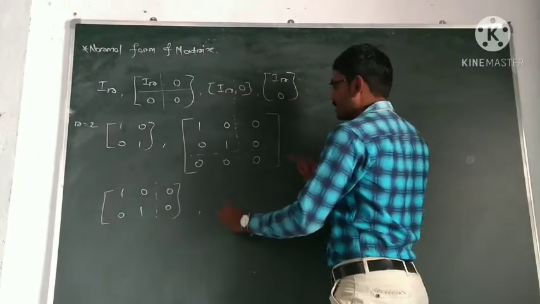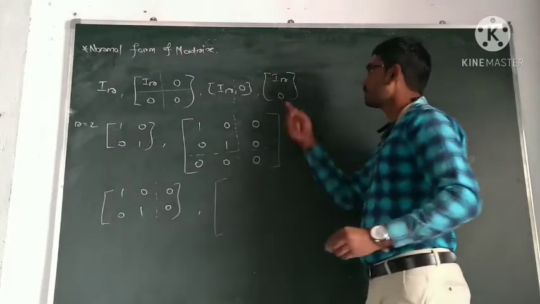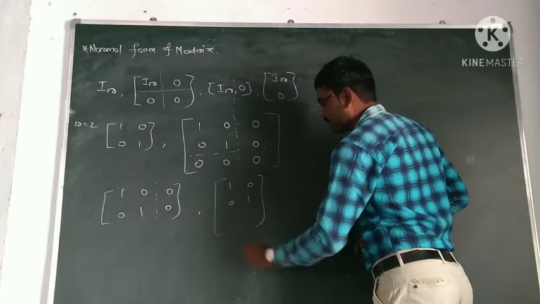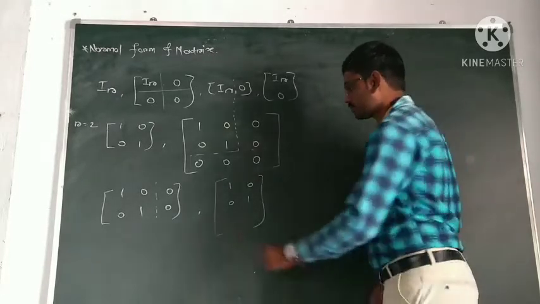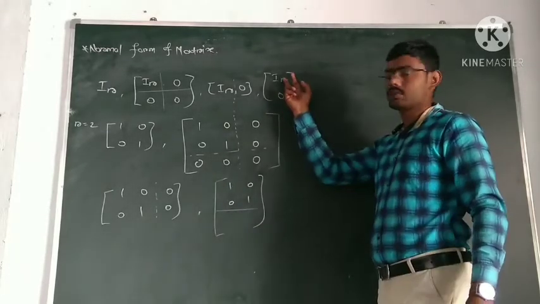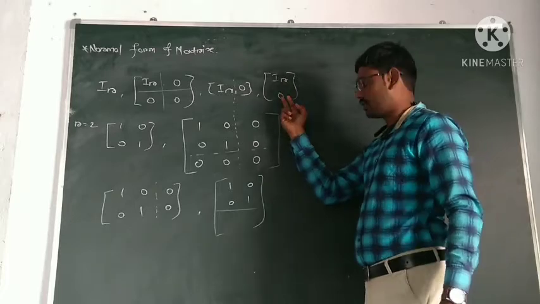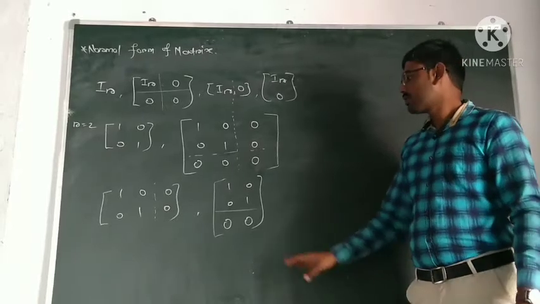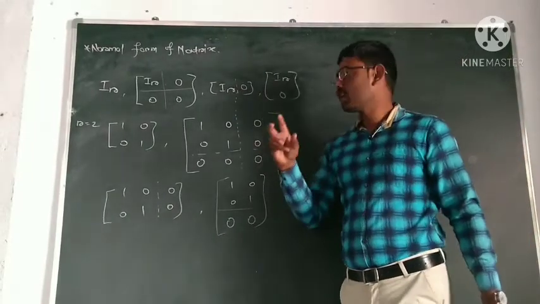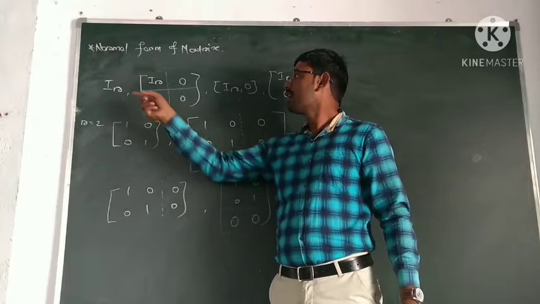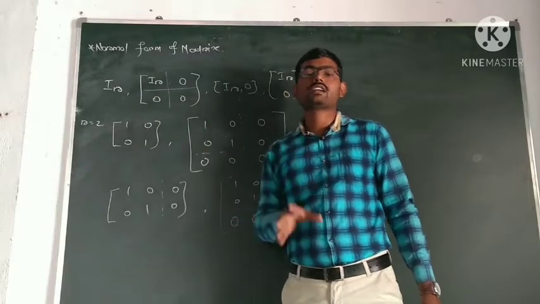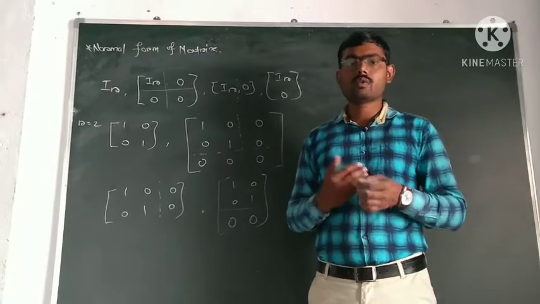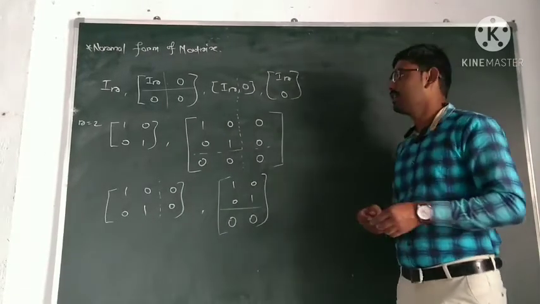Now, what about this? First put I2, that is 1, 0, 0, 1. Now this is our I2. This zero is not only a single zero. This is this matrix. So if we are able to put our matrix in these forms, then our matrix is said to be in normal form. Now we will see an example.